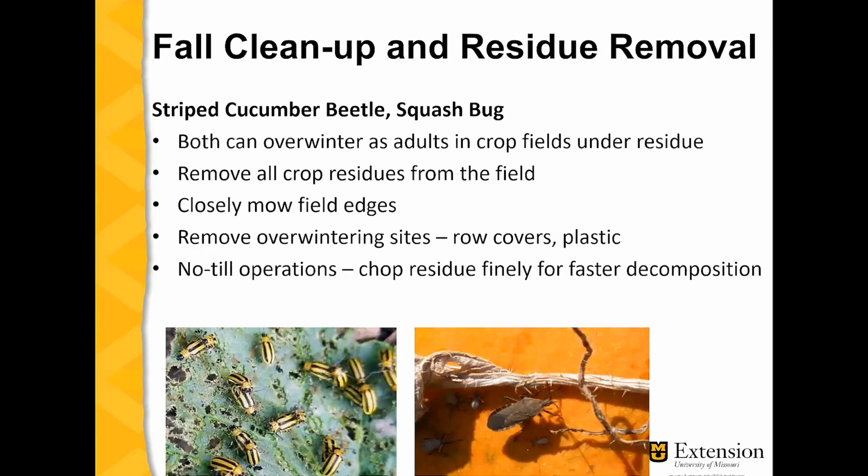Some of our most common cucurbit pests, such as striped cucumber beetle and squash bug, both can overwinter as adults in crop fields under residue. It's important to remove all residue from the field and closely mow field edges, and also reduce other overwintering sites such as row covers and plastic. In no-till operations, you can chop the residue finely for faster decomposition.